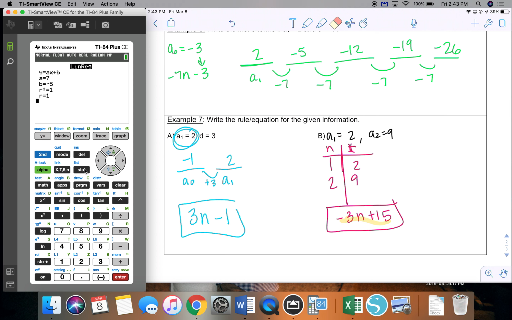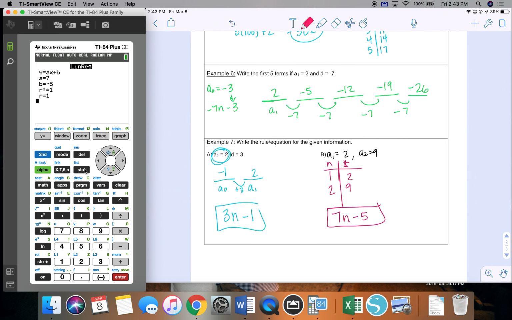Okay, so like I was saying, it doesn't really matter if you remember to write n or you put x as long as you have your equations. So basically we're doing stat edit again today, but with arithmetic sequences instead.